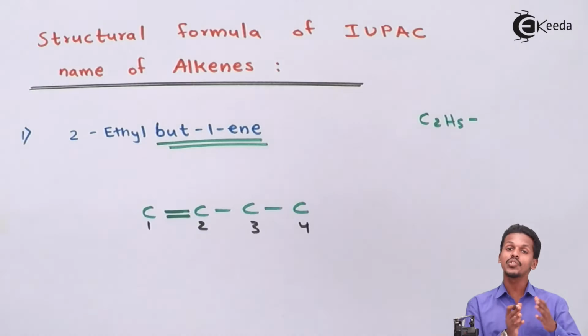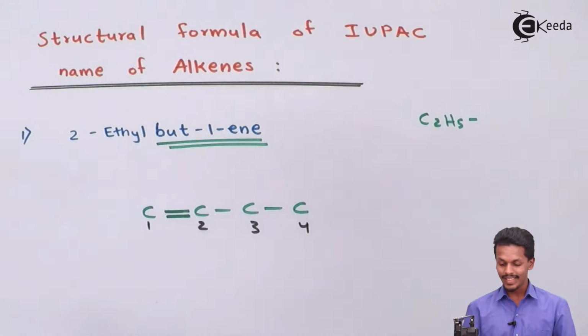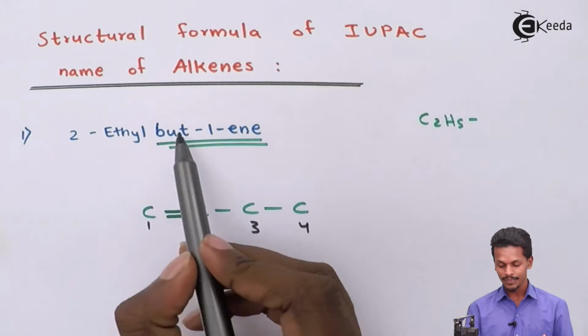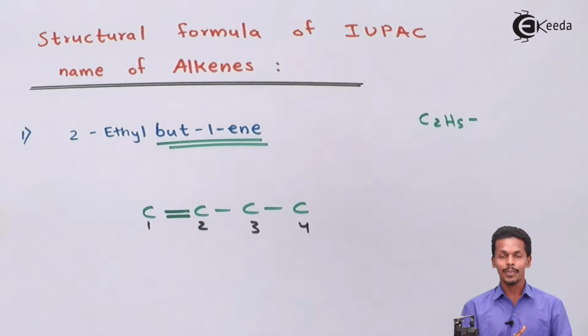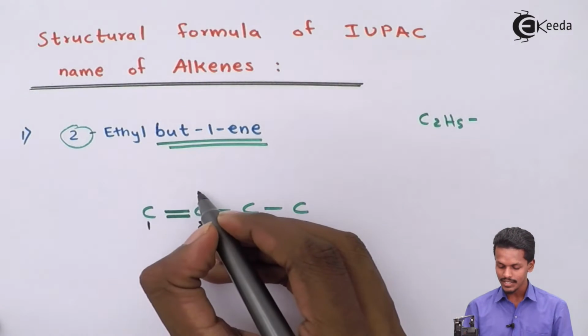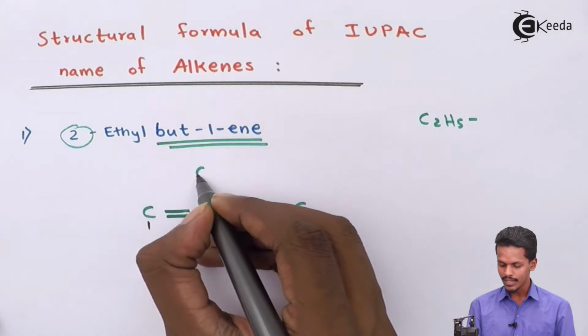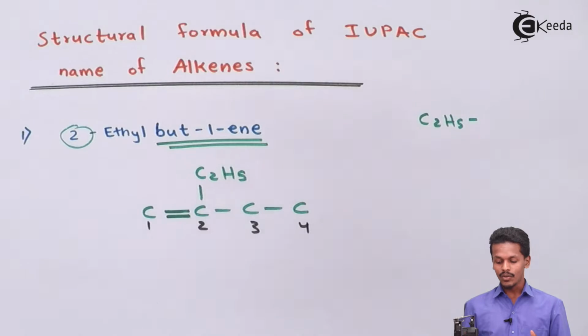This number indicates the position of the substituent, the group attached to the parent chain, while the other number indicates the carbon-carbon double bond. So these are the two differences that we discussed in the IUPAC nomenclature in our previous lecture. This second position, or the second carbon atom, is where the ethyl group is attached. So I will attach the ethyl group over here, C2H5. We have attached it, and now this is the structure of the name.